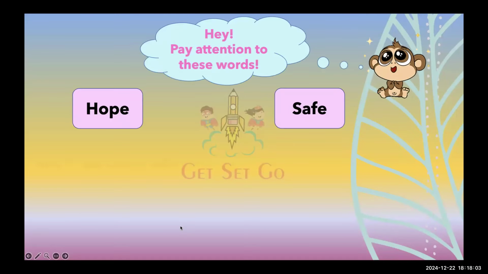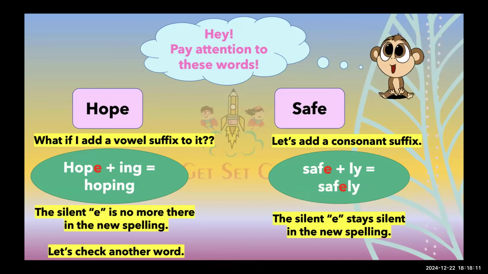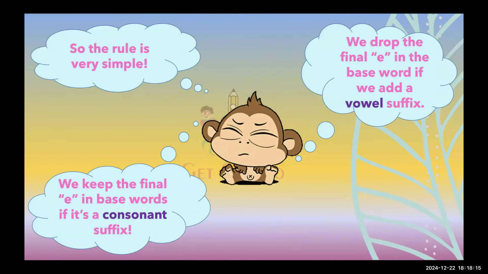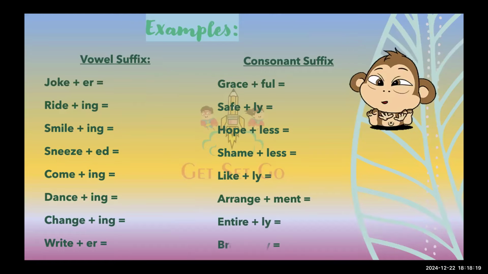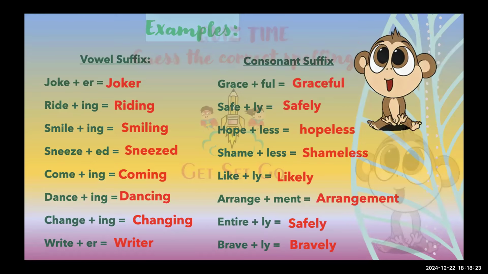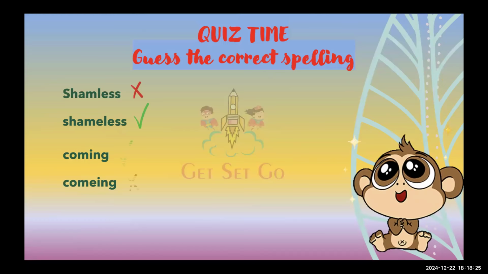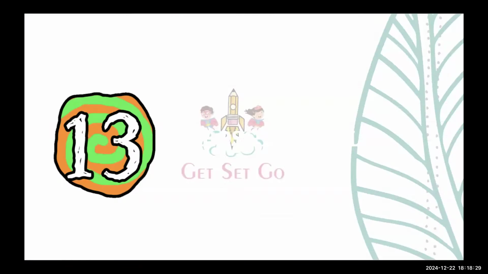Drop the final E rule is the next rule, whether keeping the E or dropping the E, like hope and hoping, we drop the E. Safe, safely, we don't drop the E. Why does this happen? So, explanation. And then you have this practice also here itself in the PPT. Complete PPT with explanation, exercises, word bank, vocabulary, everything.